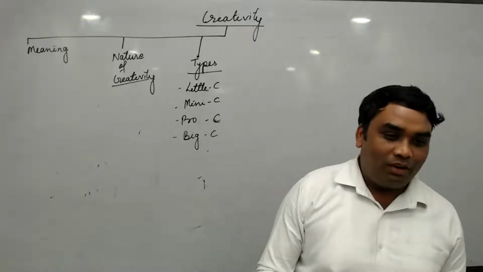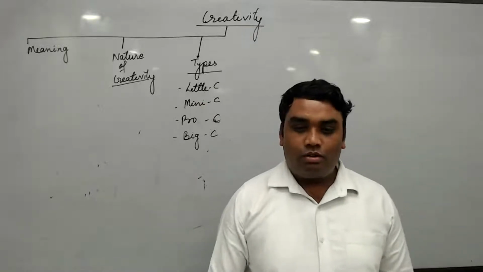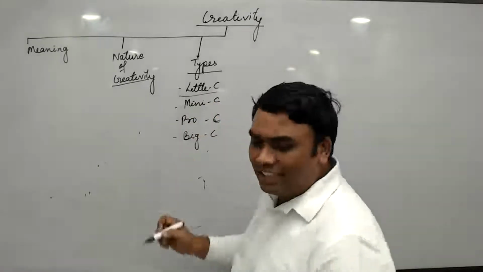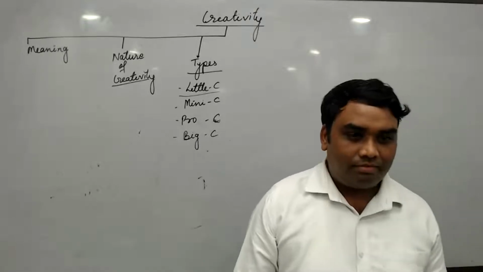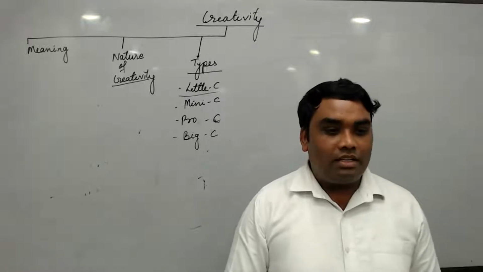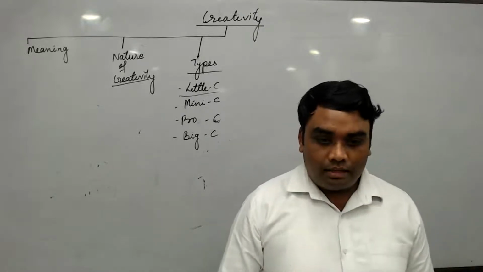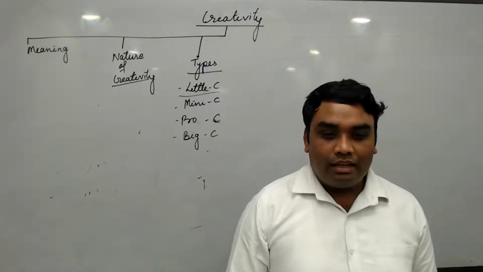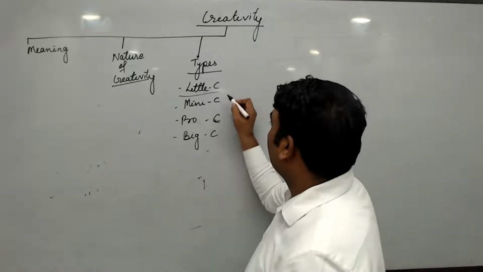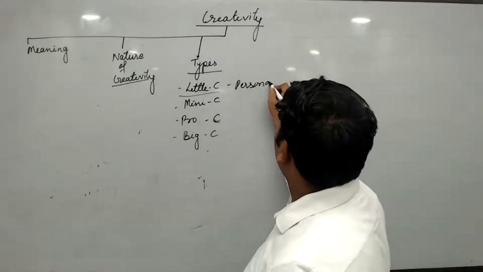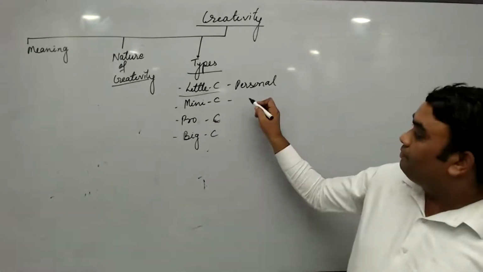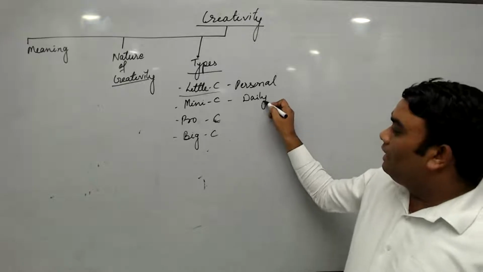Even I was teaching in the morning class, paper 2, so I explained all these things. Little C is related to our personal life. Like if we are changing our hairstyle, if we start to do makeup, all these are part of daily life creativity, personal creativity. Other is creativity which is related to our daily life.